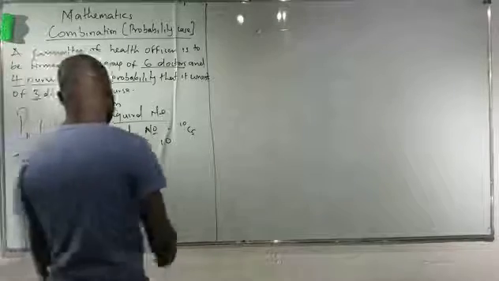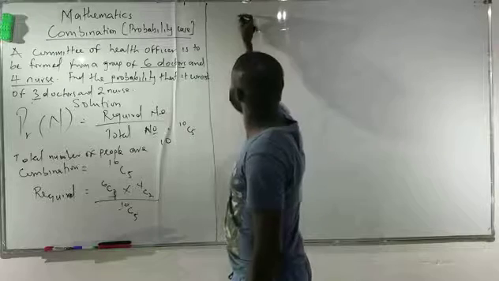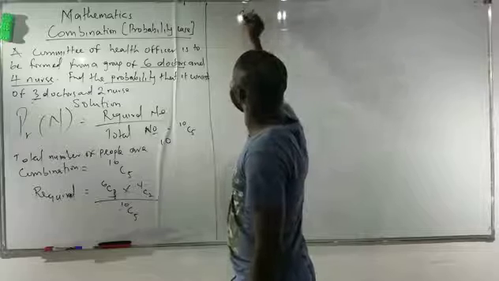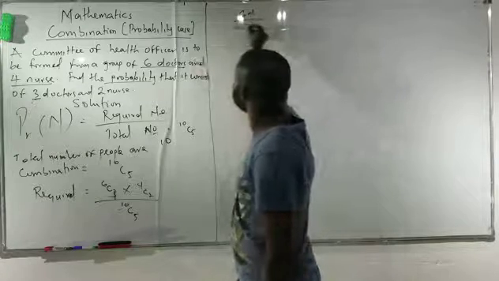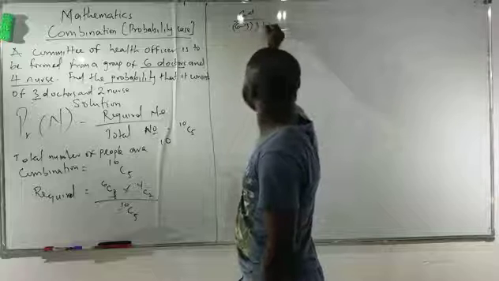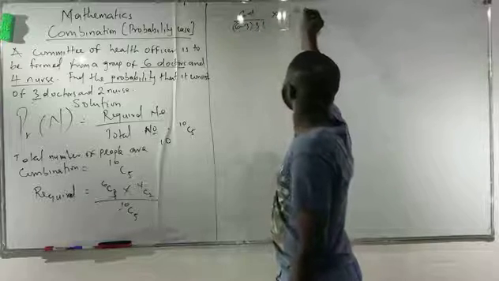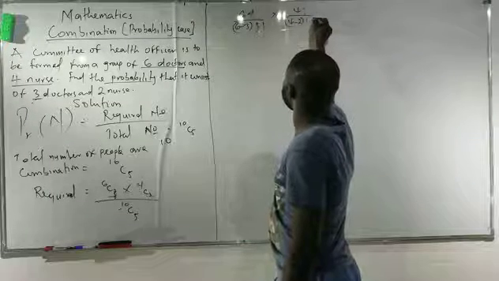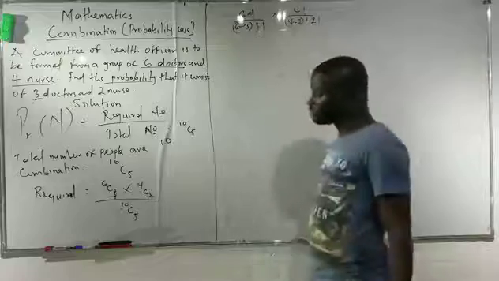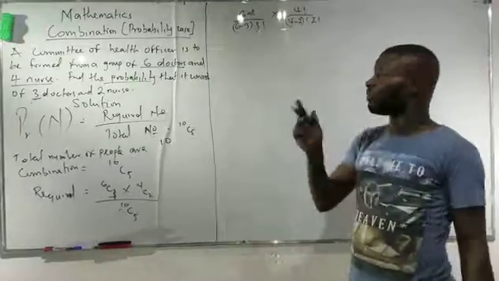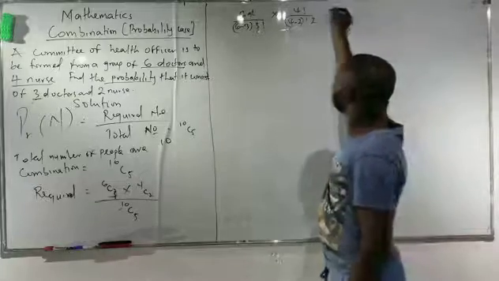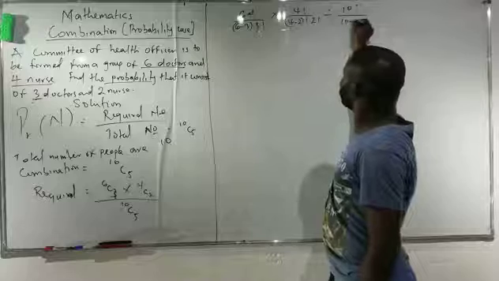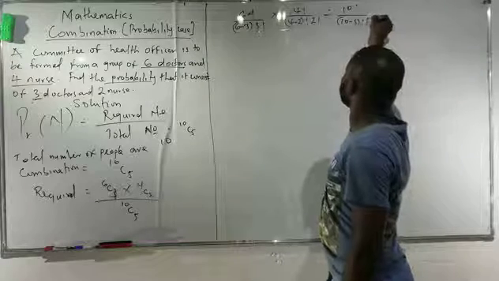Now, since I have something like this, I know that 6 factorial divided by 6 minus 3 factorial and 3 factorial, multiplied by 4 factorial divided by 4 minus 2 factorial and 2 factorial. Please, make sure you watch the video before now, because we have done all this. Divided by 10 factorial divided by 10 minus 5 factorial and 5 factorial.